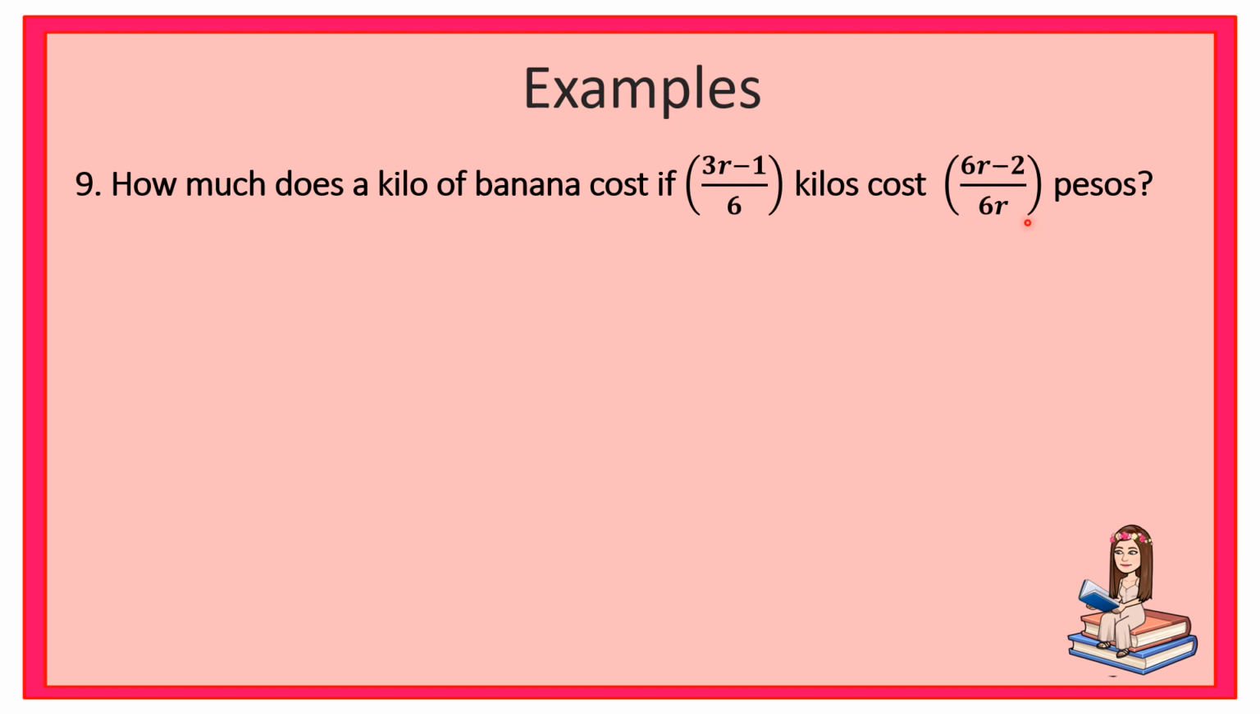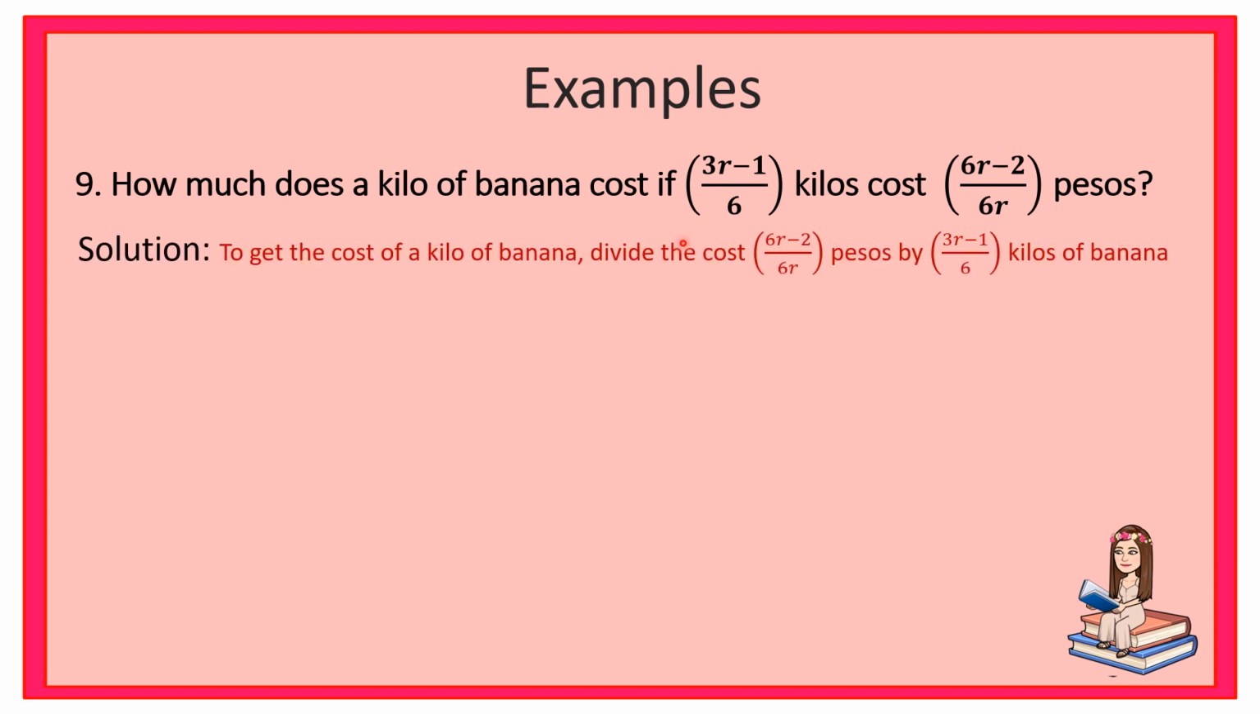Halimbawa, magkano ang isang kilo ng saging kung ang 3 kilo ay nagkakahalaga ng 75 pesos. Tama, 25 pesos. Paano nakuha ang 25 pesos? Dinivide natin yung 75 pesos by 3 kilos. Dinivide natin yung magkano yung binayaran by ilang kilo. Ganon din yung process na gagawin natin. So, remember that to get the cost of a kilo of banana, you divide the cost by the kilo.